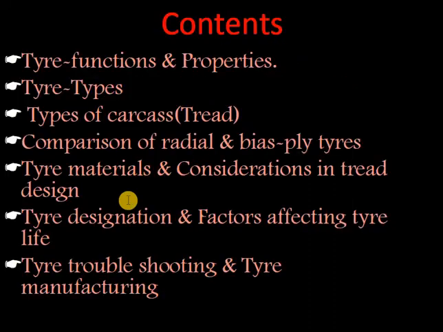So the content of this video is the tire functions and properties, the types of carcass, that is also called the tread, comparison of the radial and bias ply tires, tire materials and considerations in tread design, tire designation and the factors affecting tire life, tire troubleshooting and tire manufacturing. So let's continue and begin one by one.